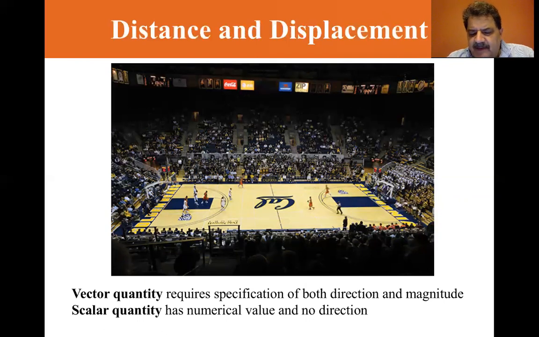We use positive and negative signs to indicate vector direction. Typically, we assign right as positive for the horizontal motion. Right is the positive direction, and we assign up as positive for vertical motion.